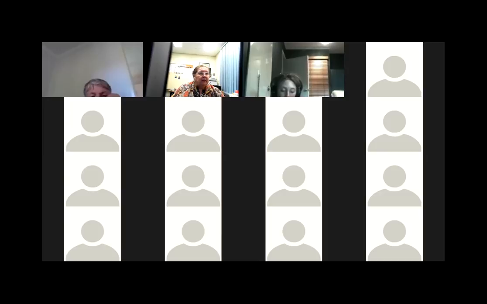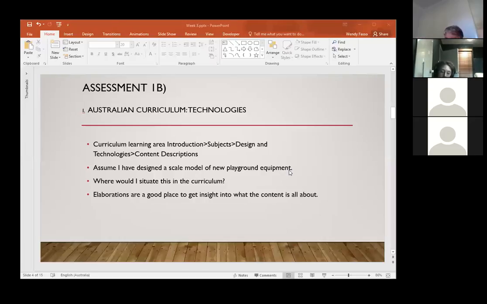And back again. So basically you'll go into your curriculum learning area, and I've just got a little pathway there. If you go into the introduction, subjects, design and technologies, into the content descriptions, that's where you'll be able to find the links. So you'll look at whichever project you did and decide, this I'm going to do in this particular year level, and this is the content area that I'm going to address.